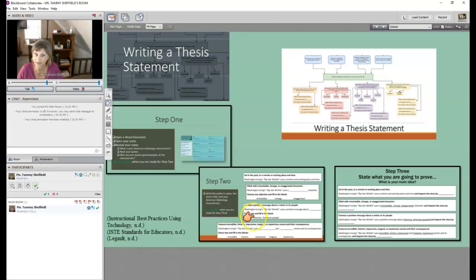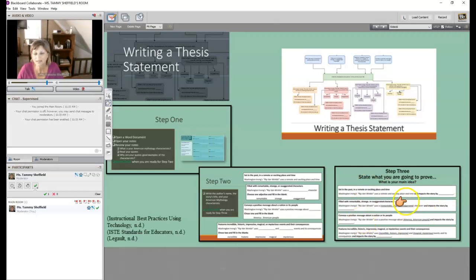It's like step 2.8. They have to go in here and choose one of these words to fill in the blank, or in this case of the last one, 2 of these words to fill in the blank to complete step 2. In step 3, we are going to finish our thesis statement by stating what you are going to prove. So they're going to answer the question, what is your main idea? Okay, so we've got our sentence here, and they're going to add this phrase right here, and impacts the story by, and then they're going to explain how their characteristic impacts the story.